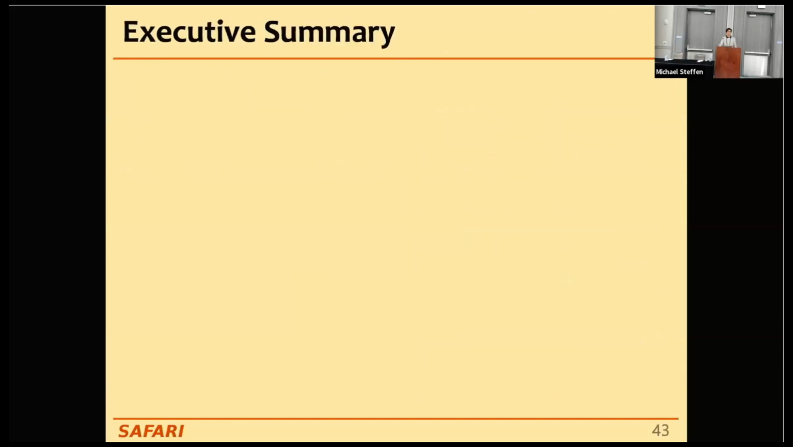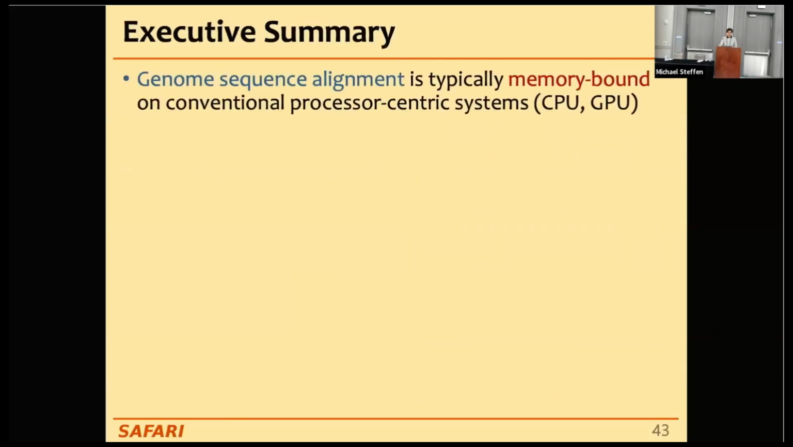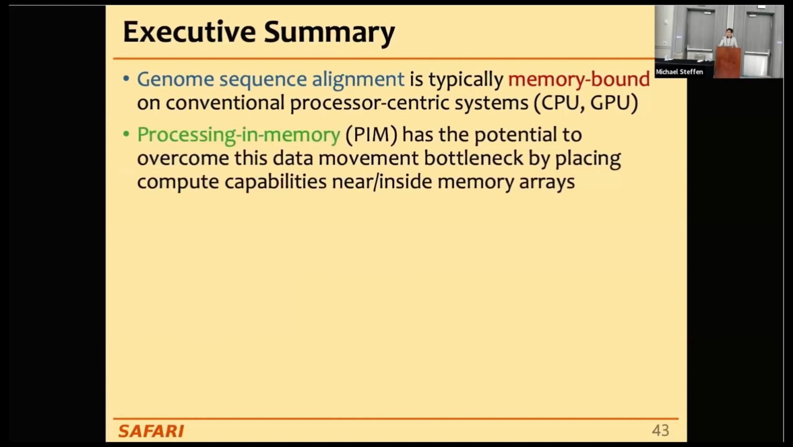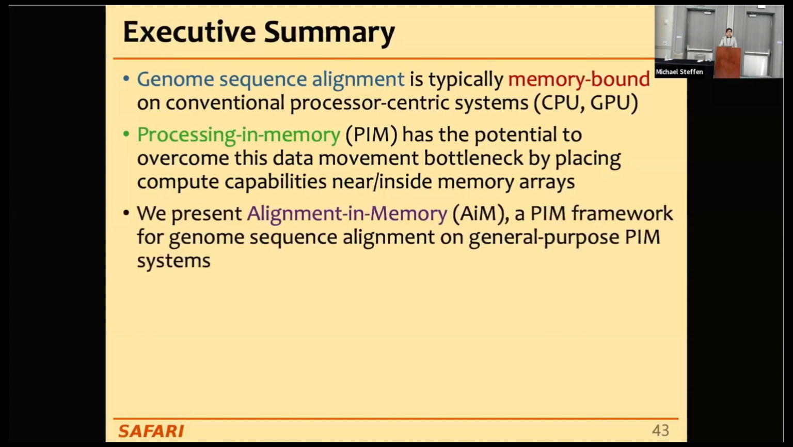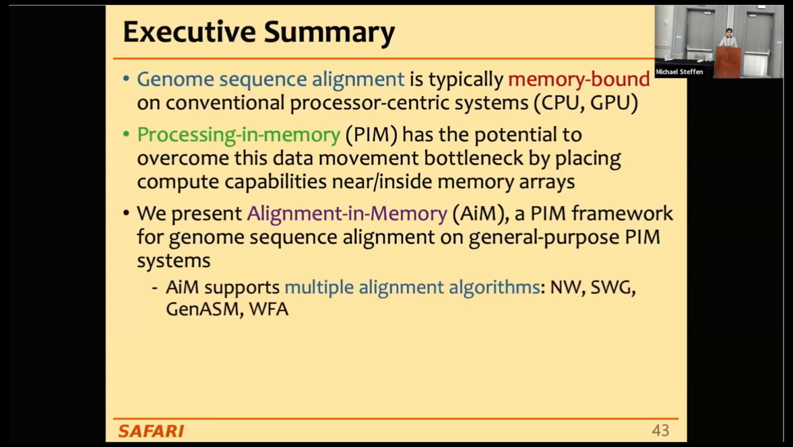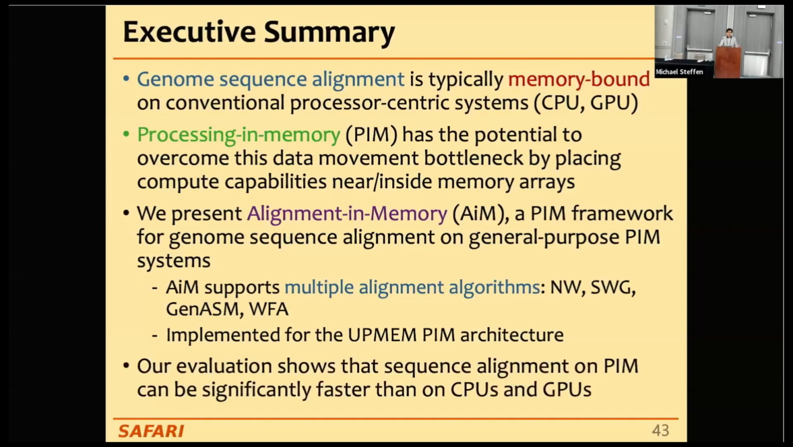Just to conclude, the executive summary again: genome sequence alignment is typically memory bound on CPUs and GPUs, so processing in memory can alleviate the data movement bottleneck. That's why we have developed and present here Alignment-in-Memory, a PIM framework for genome sequence alignment on general purpose PIM systems. As you have seen, AIM supports Needleman-Wunsch, Smith-Waterman-Goto, GenASM, and WFA, and its first version is implemented on the UPMEM PIM architecture, and the evaluation has also shown quite good promise in comparison to CPUs and GPUs.